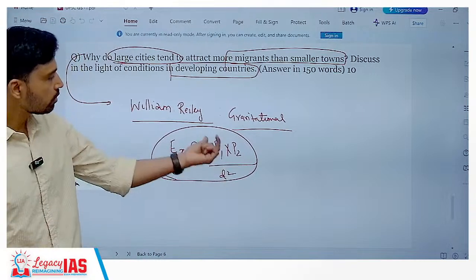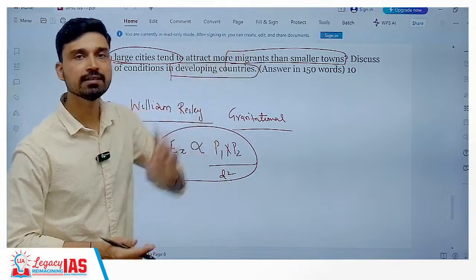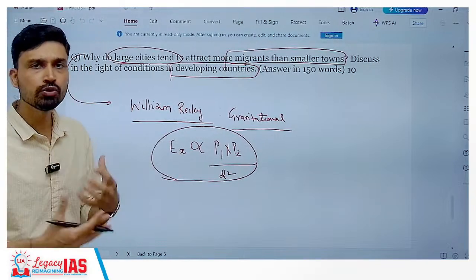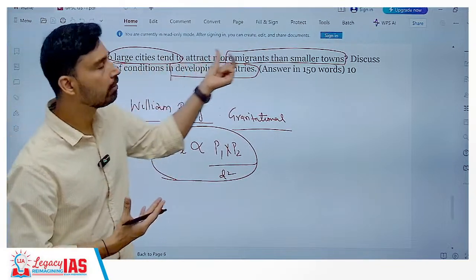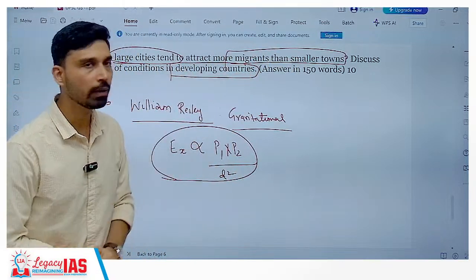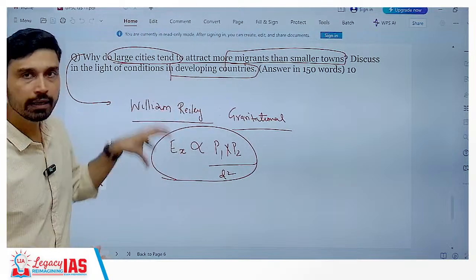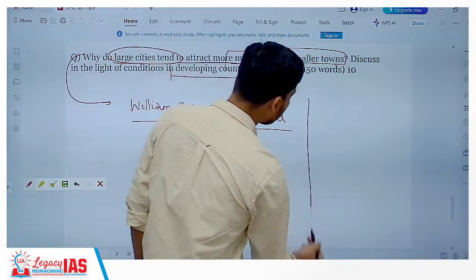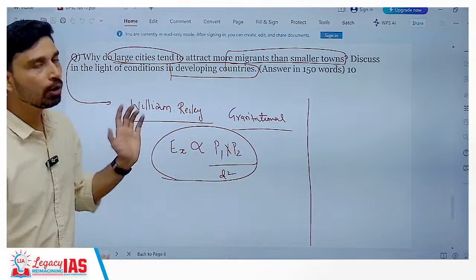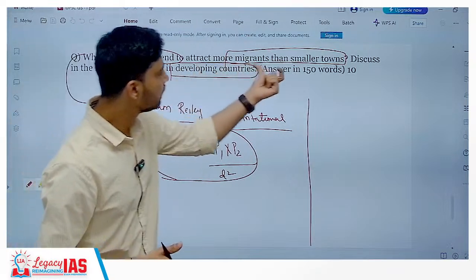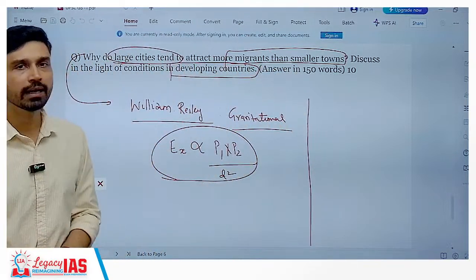So this also explains the fact that, the higher the population of two countries, two cities or two regions, the higher will be the migrant flow, and that is why larger cities tend to attract more migrants than smaller ones. This is the theoretical part you would have explained in the introduction. Then in the second part, you can give examples of developing countries, especially India, and say how the larger cities are attracting more migrants than smaller towns.